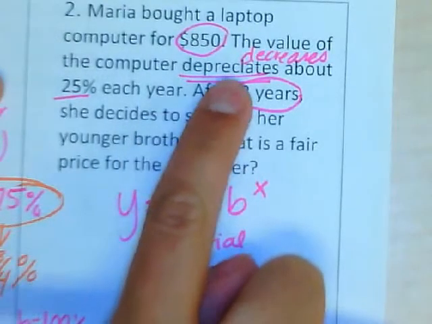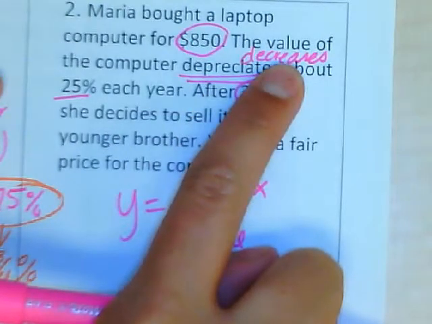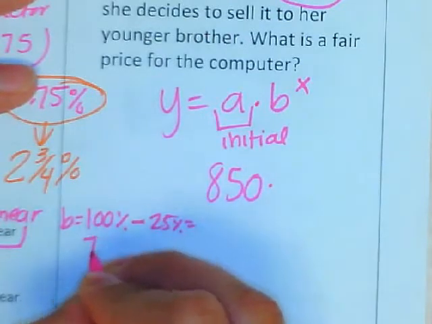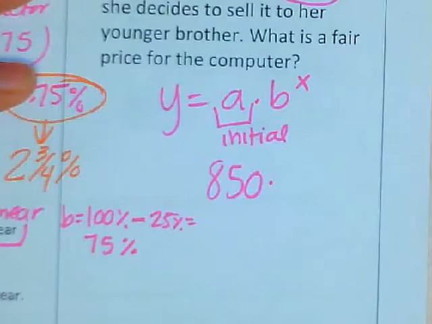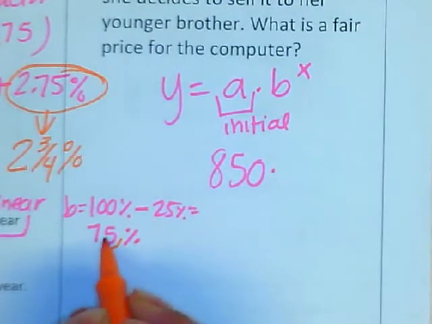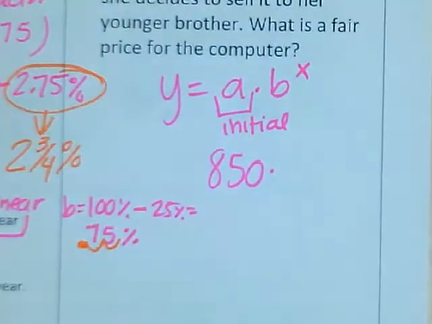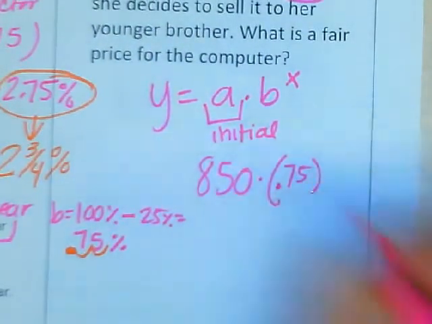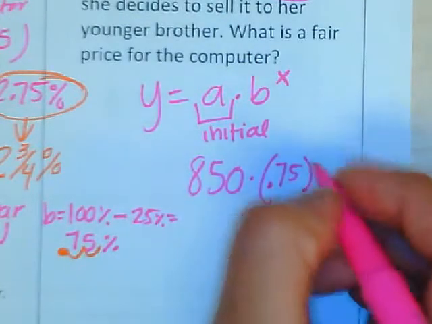And going back to the problem, it says that it depreciates, which means decreases, 25% each year. So that means I'm going to have to subtract the 25%. That gives me 75%. And now I have to convert it to a decimal. So I move it back, or to the left, twice to make it a decimal. So my B would be 0.75, or 75 hundredths.